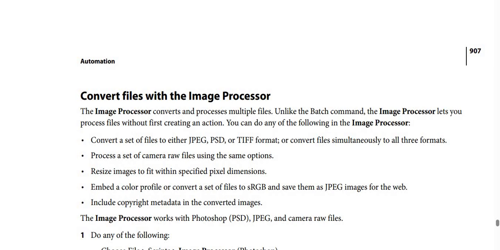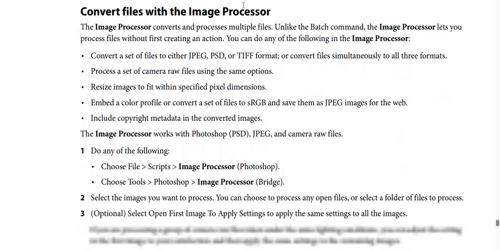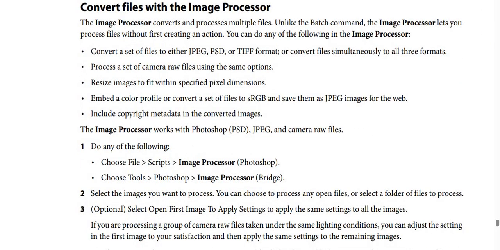You can convert a set of files to either JPG, PSD or GIF format, or convert files simultaneously to all three formats. You can process a set of camera raw files using the same options, and resize images to fit within specified pixel dimensions. You can embed a color profile or convert a set of files to RGB and save them as JPG images for the web, and include copyright metadata in the converted images.